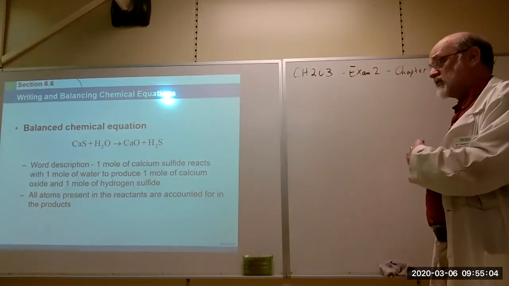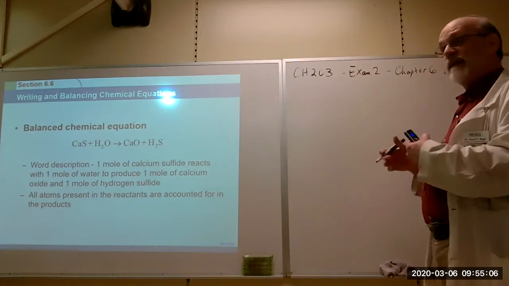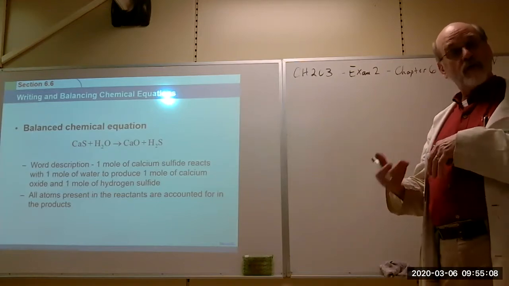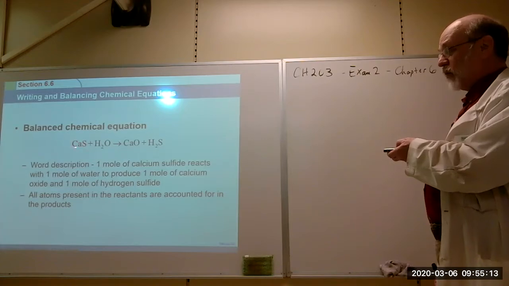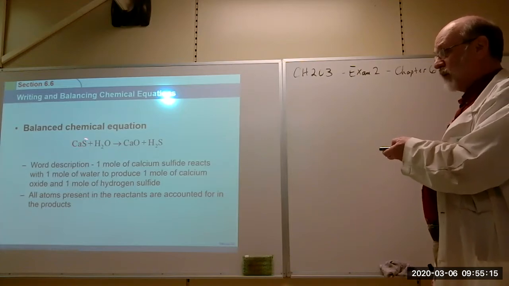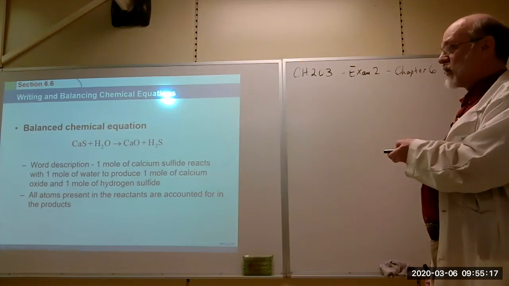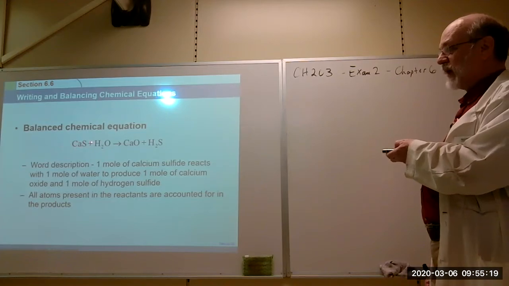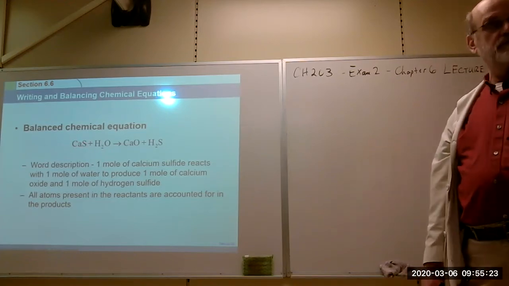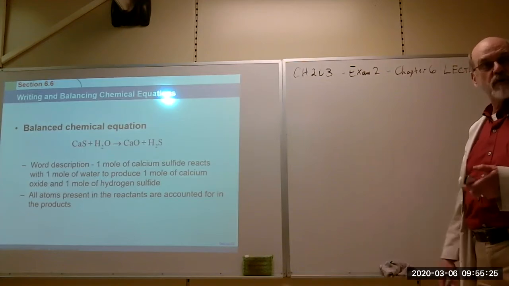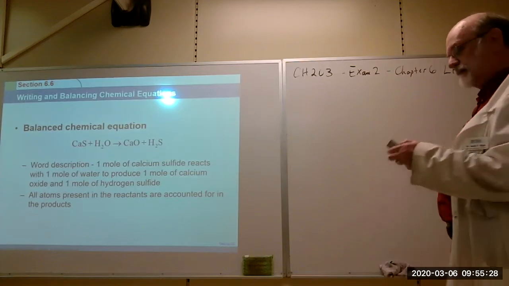And a chemical equation can mean, on the microscopic level or the macroscopic level, we could say 1 atom and 1 atom makes 1 molecule. Or we could say 1 mole of calcium and 1 mole of sulfur together make 1 mole of that molecule. And that's the more practical approach, the macroscopic.